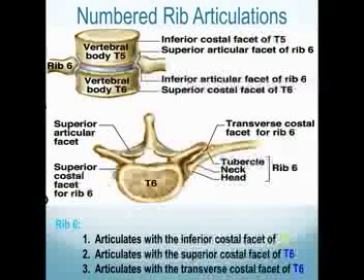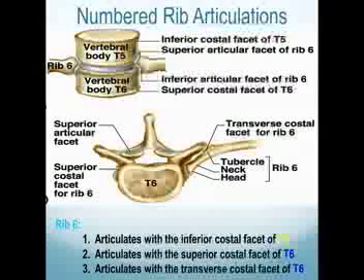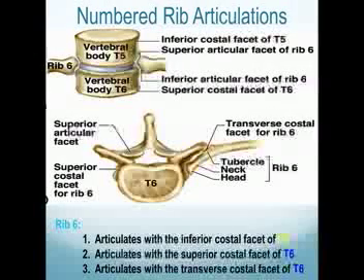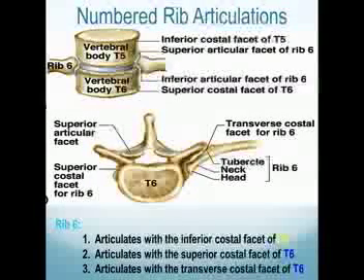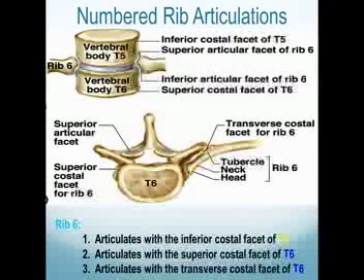Now here, it's just a little example of numbering rib articulations. So go ahead and just look at the bottom of the slide. Rib 6, number 1, articulates with the inferior costal facet of thoracic vertebra number 5. Rib 6 articulates with the superior costal facet of T6, and then number 3 articulates with the transverse costal facet of T6. So here, for the inferior costal facets, you're looking at the thoracic vertebra that's further up, whereas for the superior and the transverse costal facets, you're looking at the vertebra that's below.